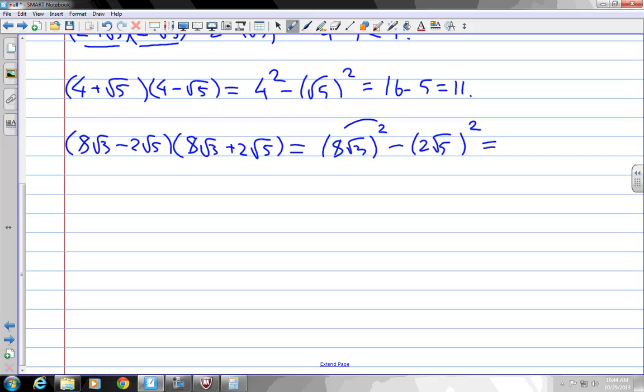Remember how we did that? The square will distribute through the first one, because it's a product. So what is 8 squared? 64. And what is square root of 3 squared? 3. So it's 64 times 3 minus 2 squared. So that's 4. And square root of 5 squared, 5. So this is 192 minus 20, so 172, right? Which is an integer, so it's rational. Okay.